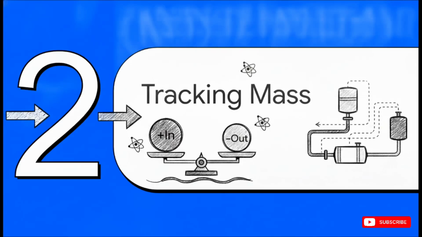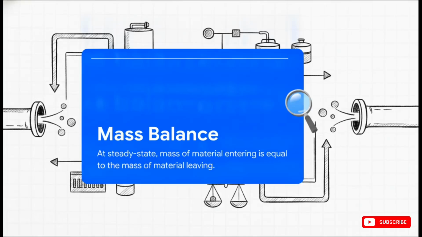Exactly. Moving right along to part 2, tracking the mass balance, the ultimate conservation law. Here is the ultimate conservation law of the universe, applied directly to our field. For any operation carried out under steady-state conditions, the mass of the material entering is exactly equal to the mass of the material leaving. This logic applies to, say, an entire complex chemical plant or just a single simple pipe. Bottom line, you can't magically create mass, and you definitely can't destroy it.